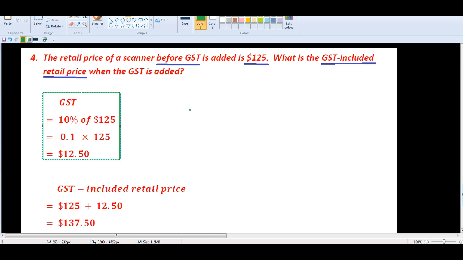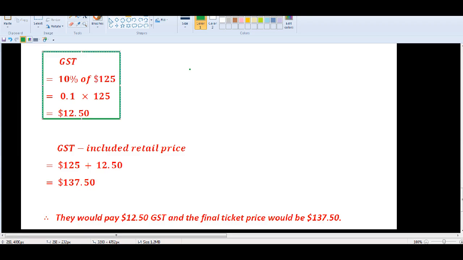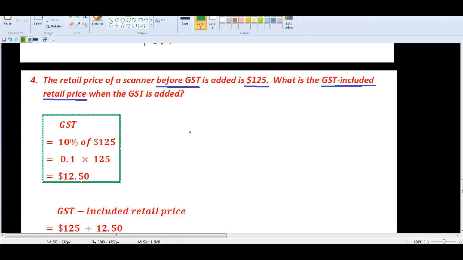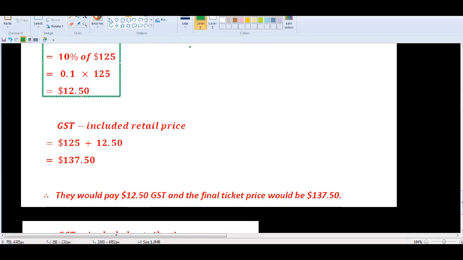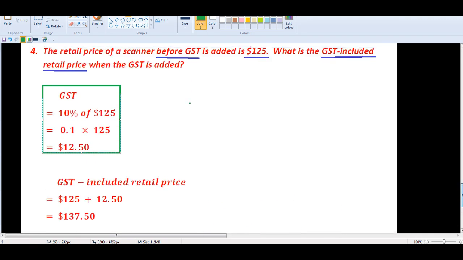Okay, and how about the GST included retail price? That's not minus. That means GST-included retail price. So that means you include that GST in your final retail price. So that retail price will be the retail price before GST plus the GST. You add two numbers together, you get $137.50, right? So that would be the answer. They ask you what's the GST included retail price, so all you need to do is answer the final ticket price will be $137.50.